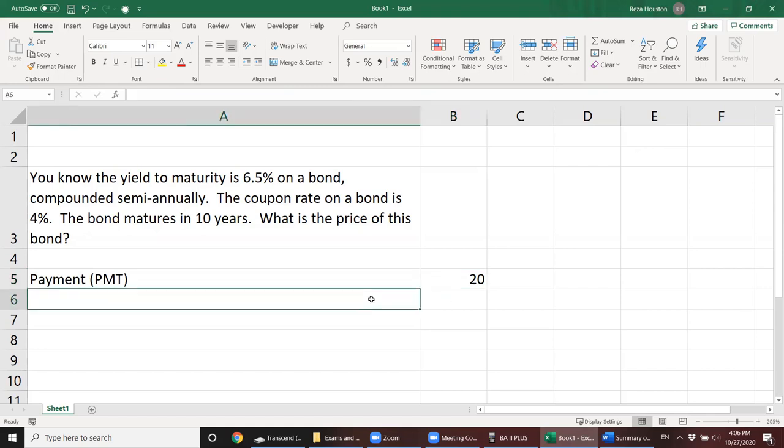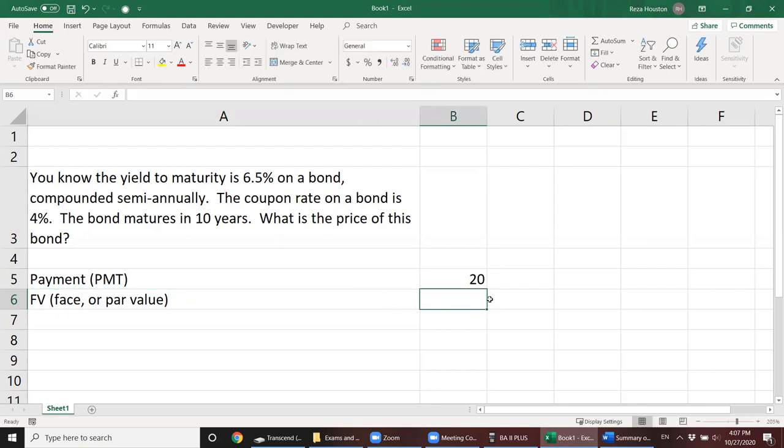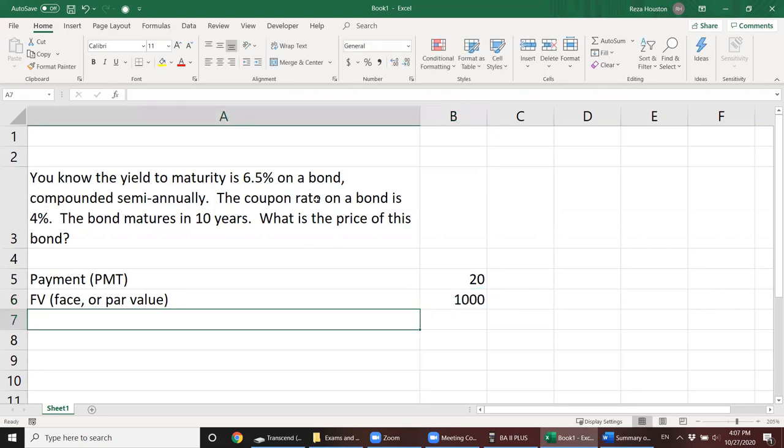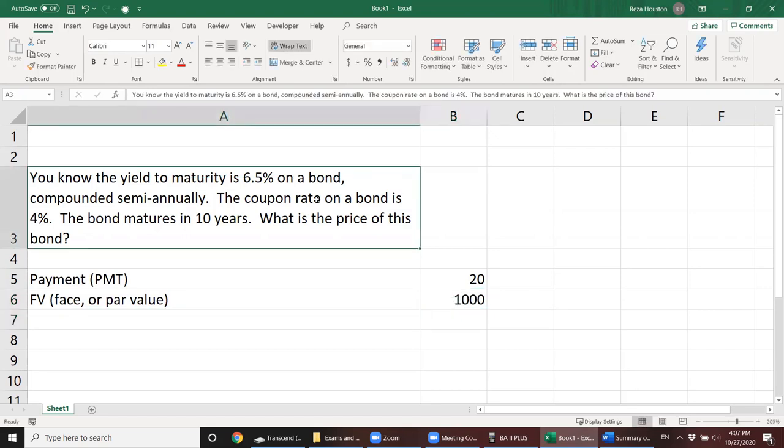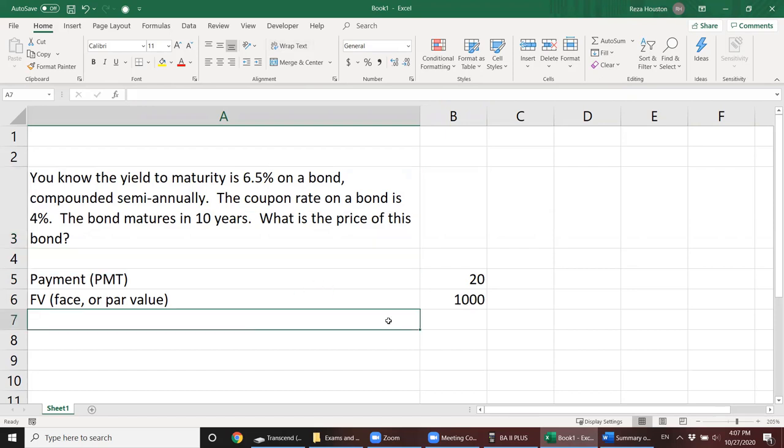Next, I guess I should have started with this, but FV, face value. So our face value or par value, that for a bond is almost universally $1,000. If you don't see the face value in the question itself, you can generally just go ahead and assume that it's $1,000. I just wanted to leave it out of this question so I can mention it. All right, so that's that.